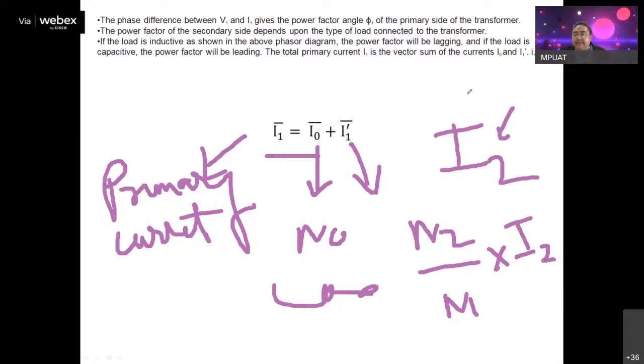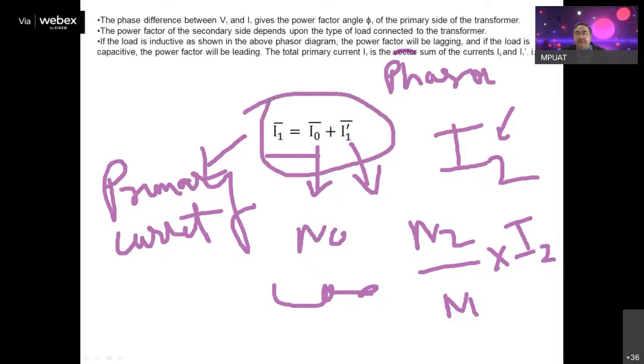Rather than the vector, I have used the word vector. It is not vector, it is phasor. Okay, so do correct it. It is not vector, it is the phasor sum of the two currents, that is no load current and the primary counterbalancing current, which is making the total primary current I1. I think it is clear. This is a very important equation, mind it students. Whenever a practical transformer is in loaded condition, the primary current has two components, that is I0 and I1 dash.